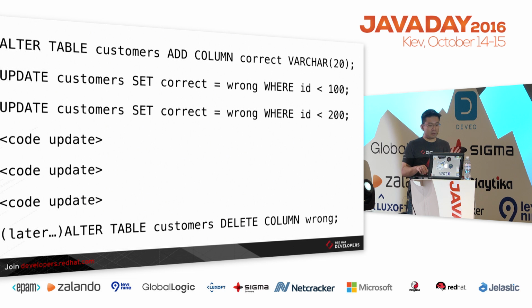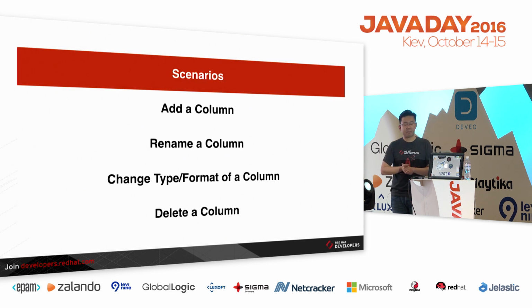Some of the common scenarios that I've collected in the past months for zero downtime migrations usually are: add a column, rename a column, change the type or format of a column, and then delete the column. And if you think about tables as just a set of multiple columns, you can apply the same refactorings that I'm going to show you afterwards to a set of columns in a table too.